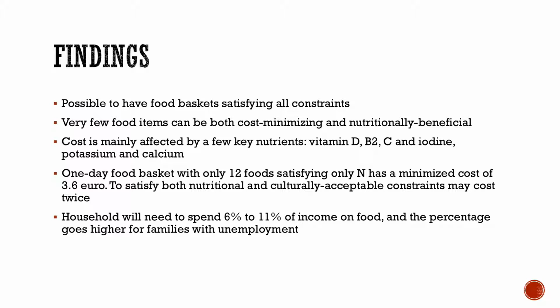However, realistically, the optimal options might be difficult to implement. For example, very few food items can be both cost-minimizing and nutritionally beneficial. The cost is mainly affected by a few key nutrients. As more constraints are added, the cost increases. The one-day food basket satisfying only nutritional constraints costs about 3.6 euro, and to satisfy the combination of constraints could cost twice. Depending on the income levels of household, in order to meet the requirement, 6% to 11% of the total income will be spent on food.